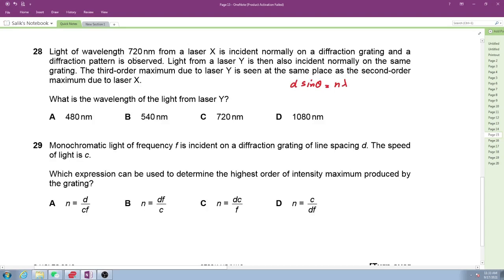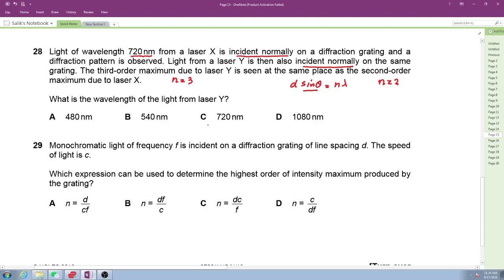Light of wavelength 720 nanometer from laser X is incident normally on a diffraction grating, and a diffraction pattern is observed. Light from a laser Y is then also incident normally, so the angle is the same. Sine theta is the same for both X and Y on the same grating. The third order maxima is due to Y, so for Y n is 3, and for X n is 2.